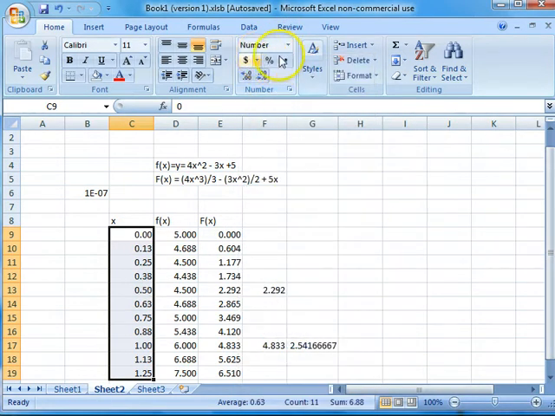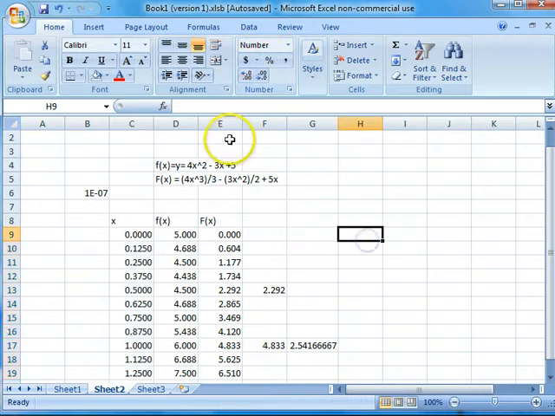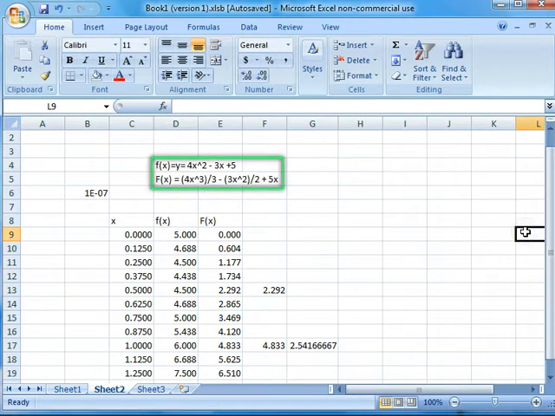Let's start with the function f of x equals y is 4 times x squared minus 3 times x plus 5, and its corresponding integral would be 4 times x cubed divided by 3 minus 3 times x squared divided by 2 plus 5x, assuming that we are interested in a definite integral.